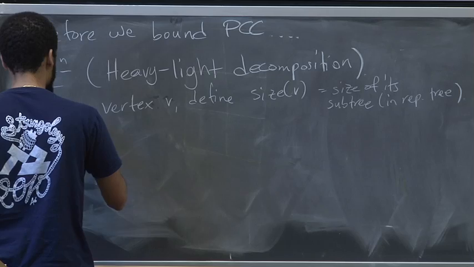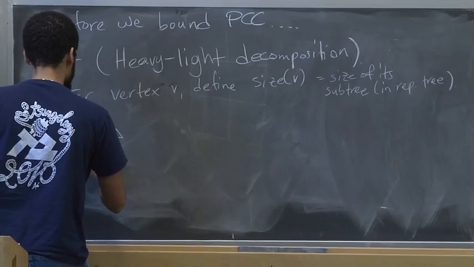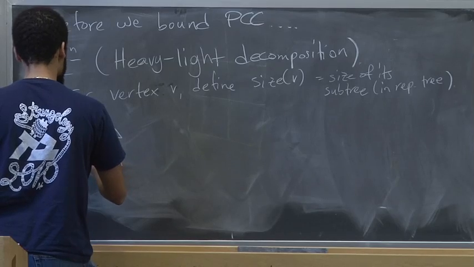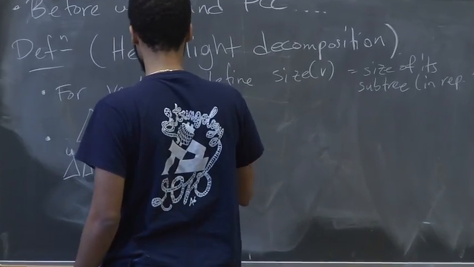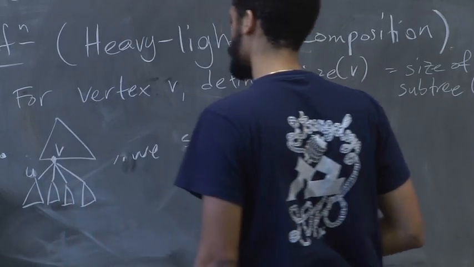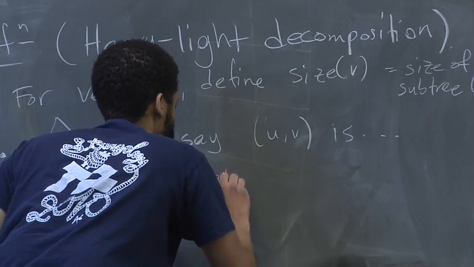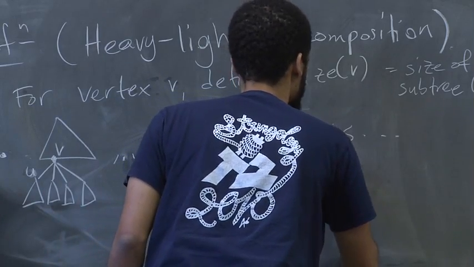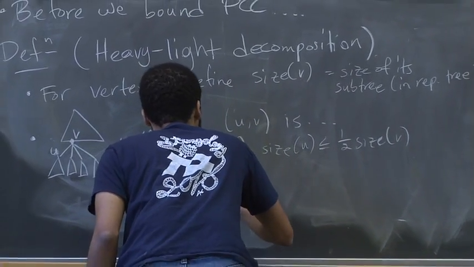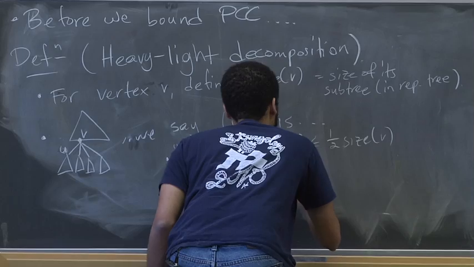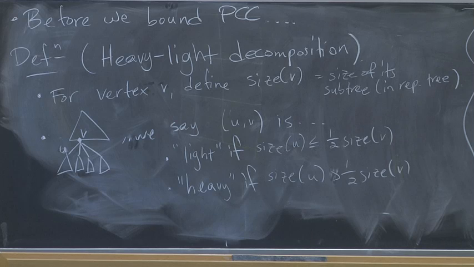Good. So if we have the represented tree here, and there's some vertex that has some subtrees hanging off of it, let's call this V. Let's call this U. So U is a child of V. We say the edge UV is light if the size of U is at most 1/2 the size of V, and we call it heavy if the size of U is bigger than 1/2 the size of V, is at least 1/2 the size of V.